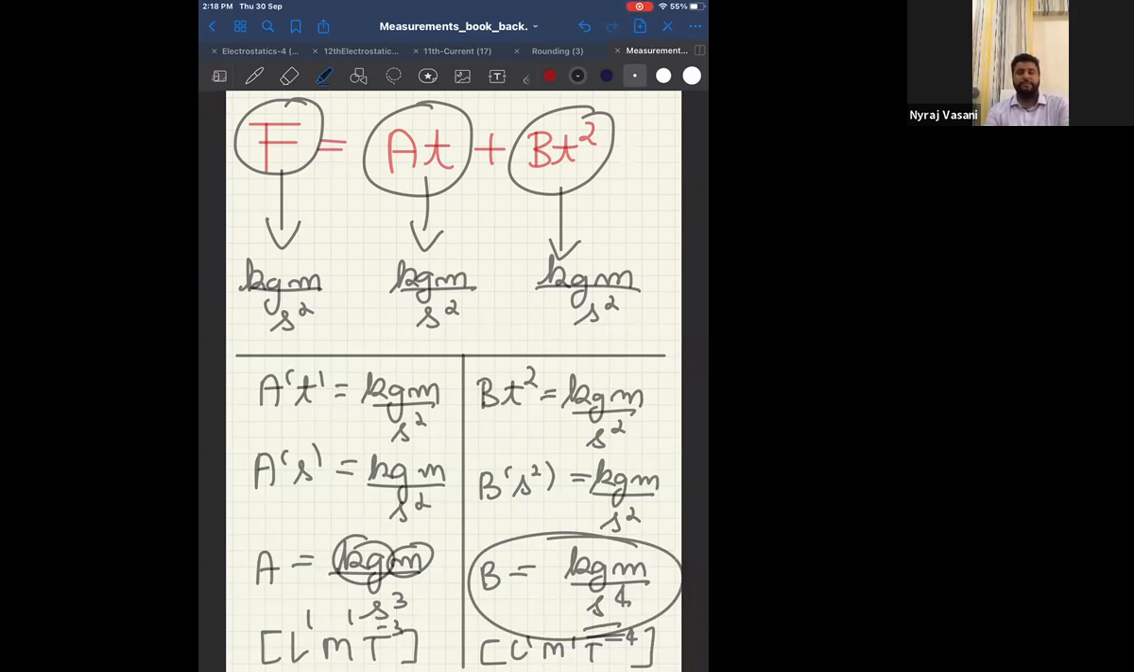Only quantities that have same dimensions can be added or subtracted.